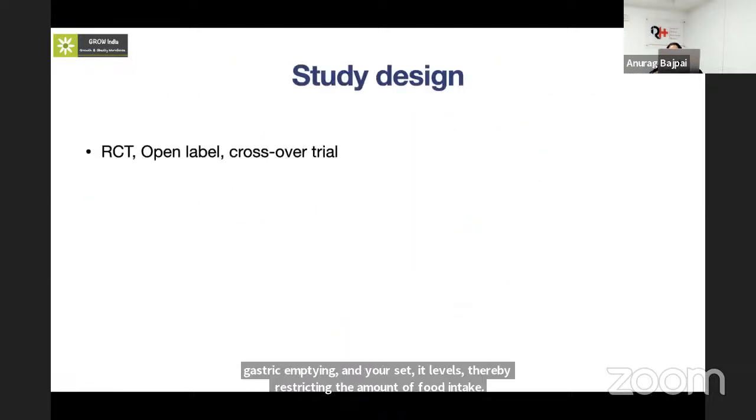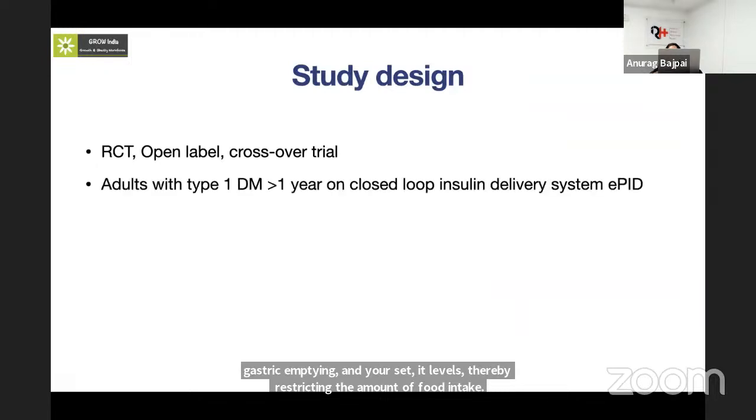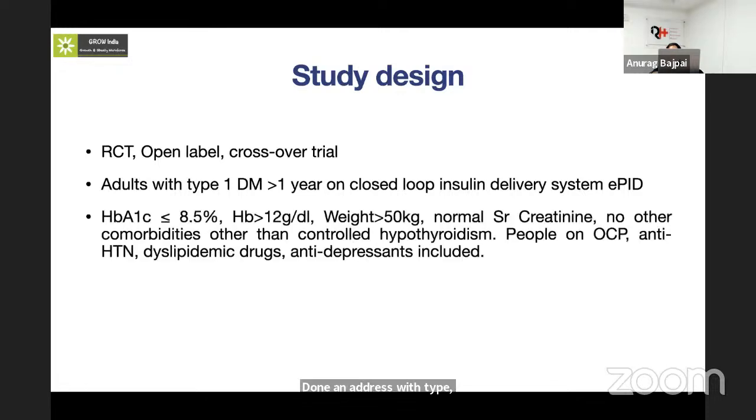So the study was a randomized control trial, open label crossover, done in adults with type 1 diabetes of duration more than 1 year, who were on closed loop insulin delivery system. They had a fairly controlled diabetes with HbA1c of 8.5% at recruitment, had no anemia, weight greater than 50 kgs, no other comorbidities other than hypothyroidism per se, so no cardiac, renal, any other issues. They did include people who were on OC pills, antihypertensive, dyslipidemic, or antidepressant drugs.